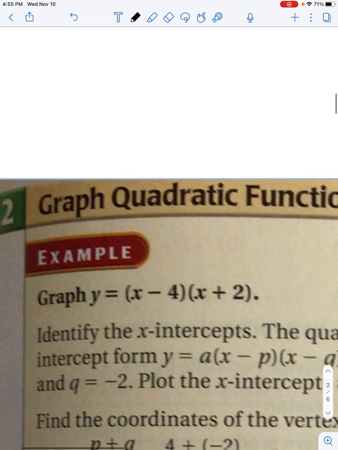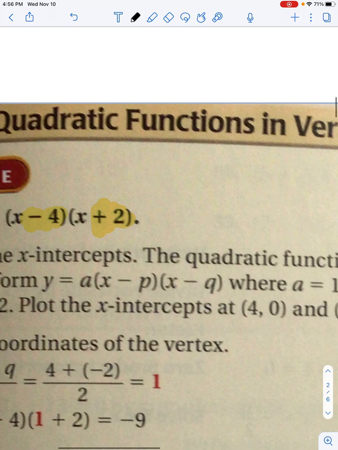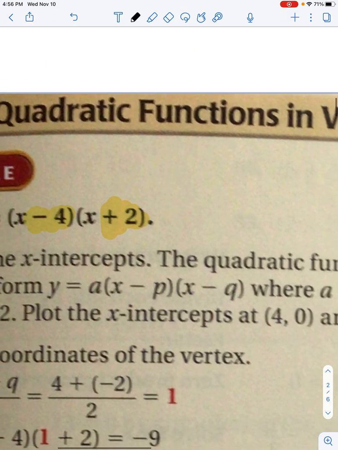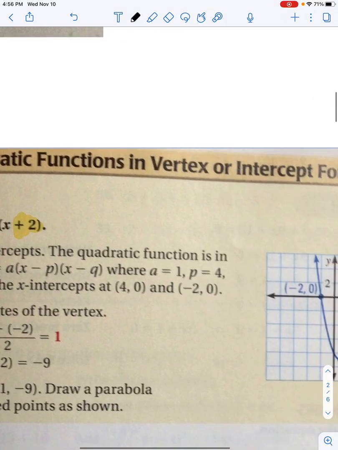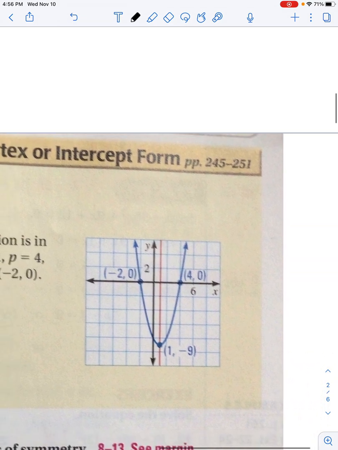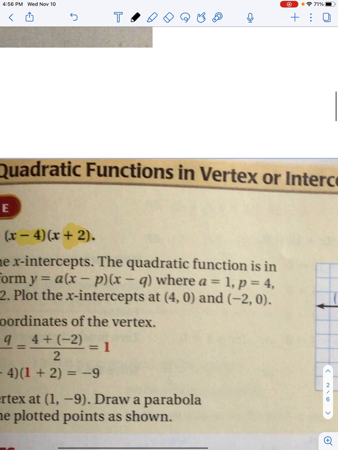Okay, quadratic functions in vertex or intercept form. So looking at this form, if I want to graph this function, these two numbers are going to be my x-intercepts. However, remember our base formula is x minus p, x minus q. So it's actually kind of flipped. Because it's x minus 4, that's going to be a positive 4.